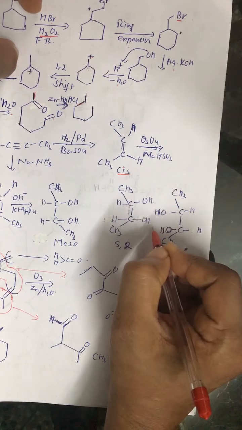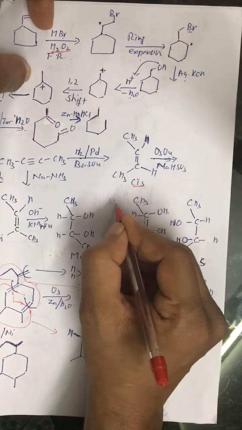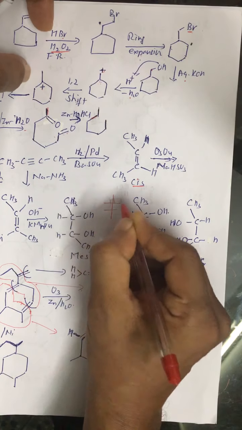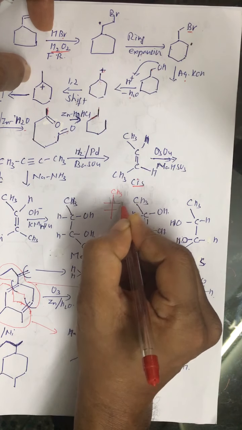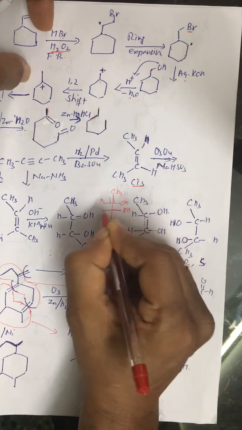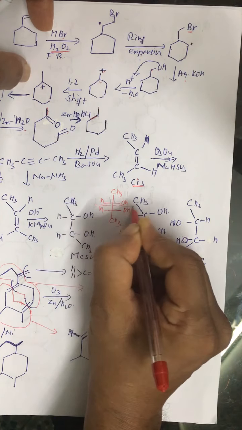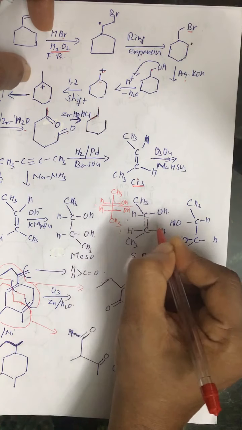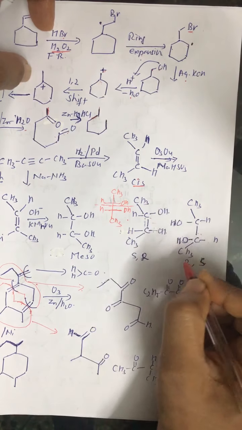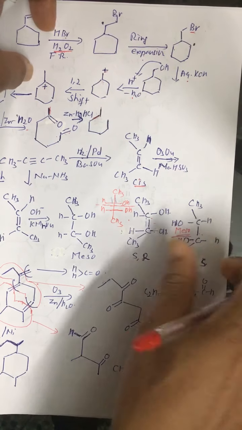Look at this case. Here you can draw the structure like this. This is CH3, this is OH, H, OH and H, and CH3. We have a plane of symmetry, so this is mesoform. This one and this one, both are mesoforms.